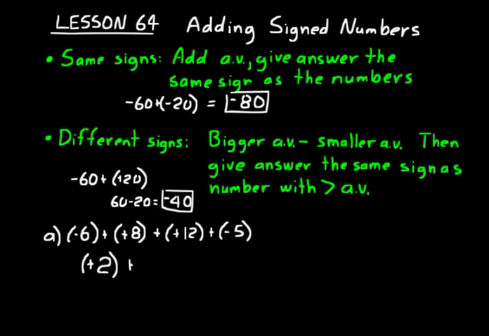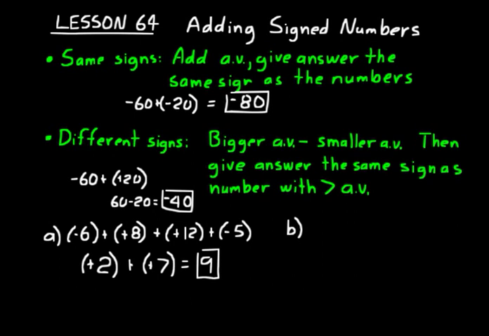Then plus the next two, plus 12 minus 5. We have different signs there. So we do 12 minus 5 is 7. We have a positive sign for the number with the greater absolute value. 2 plus 7 is 9. That's our answer.